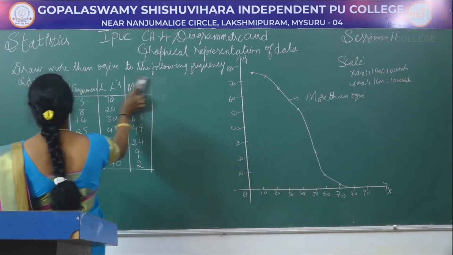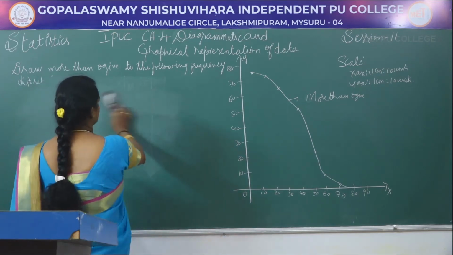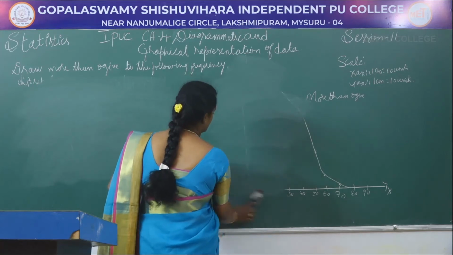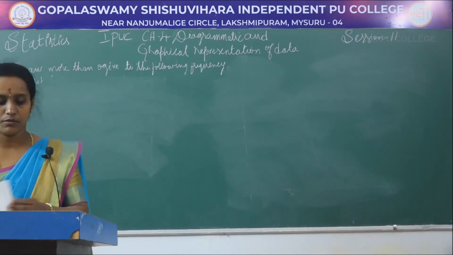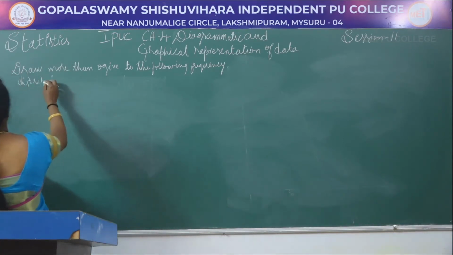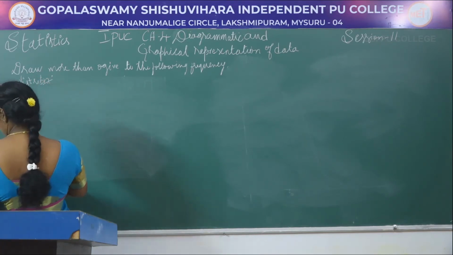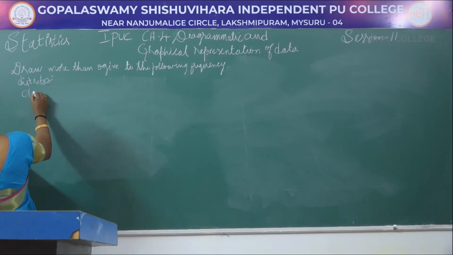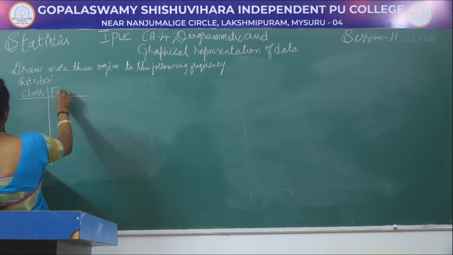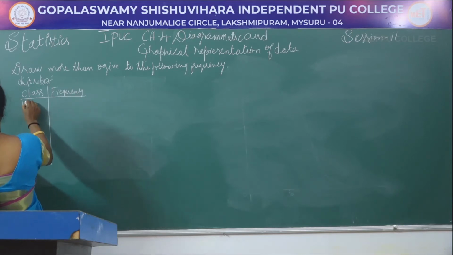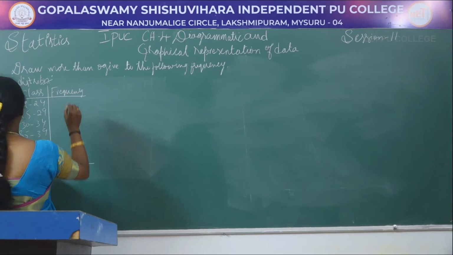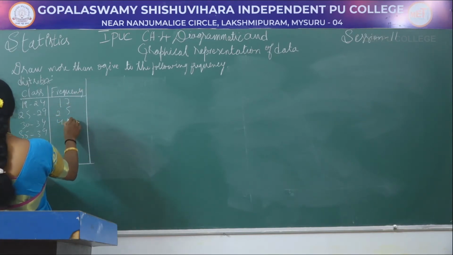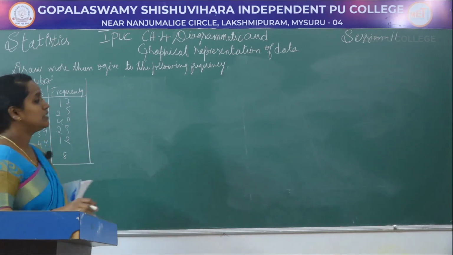Next problem. This is the distribution: classes and frequency. 19 to 24, 25 to 29, 30 to 34, 35 to 39, 40 to 44, 45 to 49. Okay, this is the data they have given.